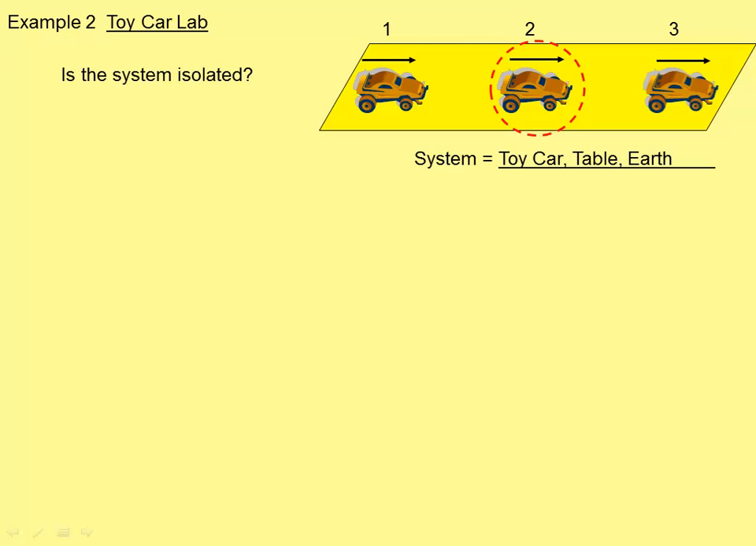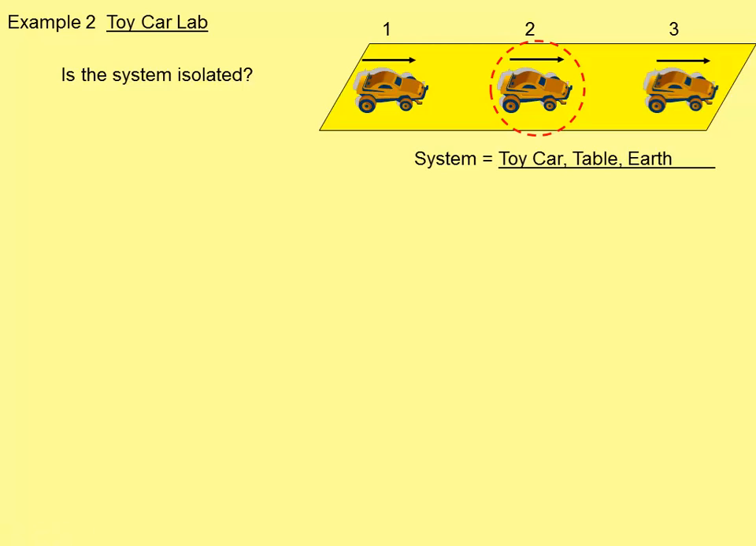So now that we've defined our system, the question we need to answer first is: is the system isolated? Remember that in mechanics that means, are there external forces, forces coming from things outside the system? Well, let's think about the forces acting on the toy car. There'd be the force of gravity, which is exerted by the Earth on the toy car. Those are both in the system. This is why you always put the Earth into the system.